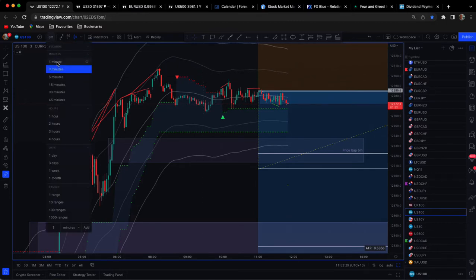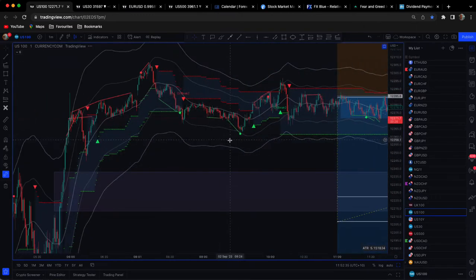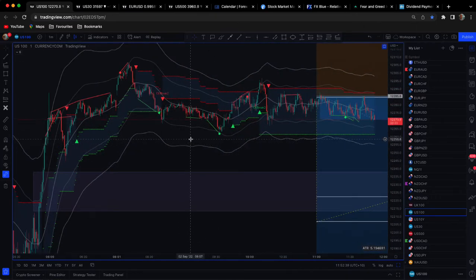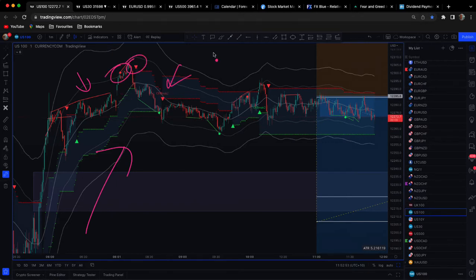So that was on the 3 minute. On the 1 minute, look at it. Okay, so we've got everything. We've got this big extension, divergence kicking in. We've got the dot, our down arrow, and a red break.